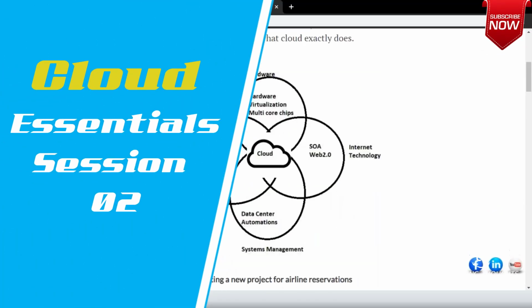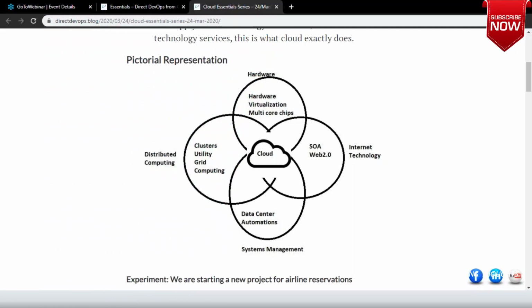So yesterday, I think we were trying to understand that a cloud area is basically a combination of four different technologies at its best. All the four technologies which we have mentioned in this image: distributed computing, hardware evolution, internet technologies, and system management will basically have an overlap at its best. So that is where your cloud operates.